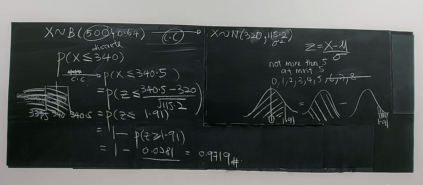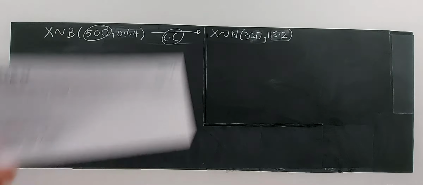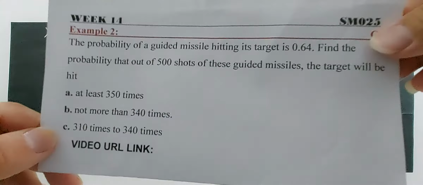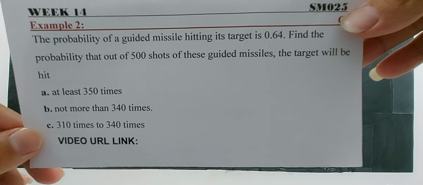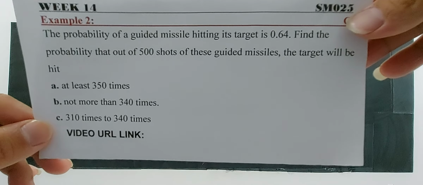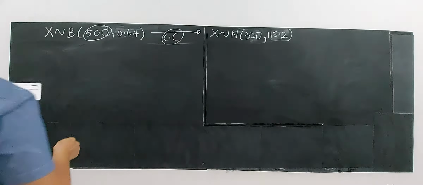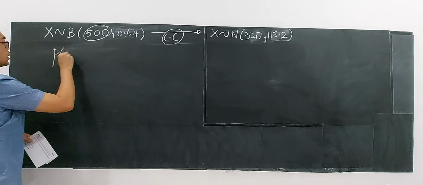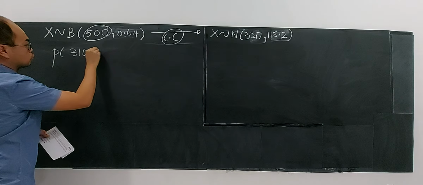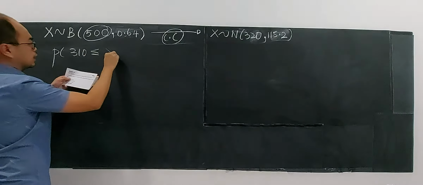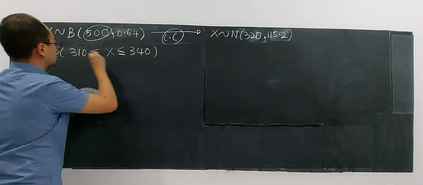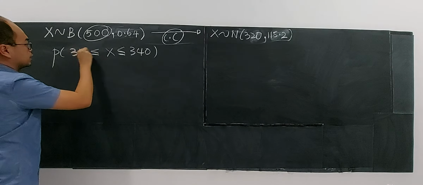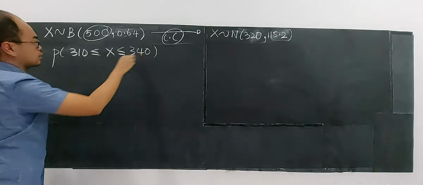Hope you understand. Okay, the last part of this question: the shot hits the target from 310 times to 340 times. So the meaning here will be the probability of 310, meaning including 310, up to 340 times. All right, 310 and 340. So this is the meaning of the range.